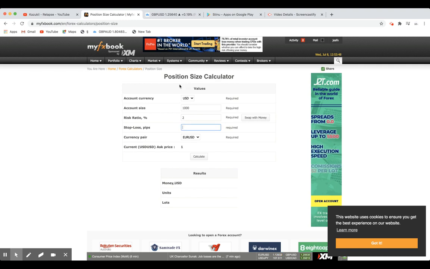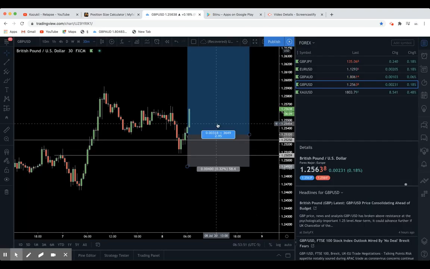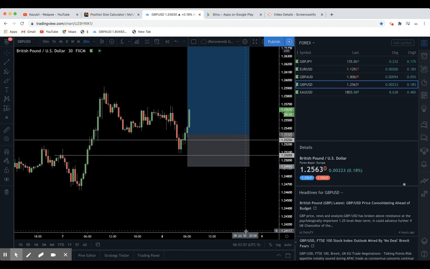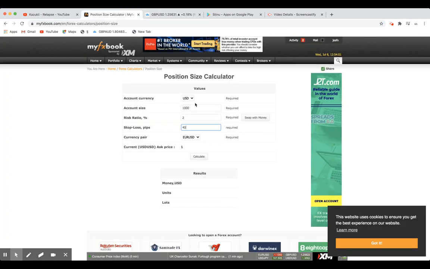So next then, stop loss. On this GBP USD movement, we can see we have a 40 pips stop loss, that can be seen there at the bottom. So a 40 pips stop loss there that we've decided, right? We'll type in 40. Then if we select the right currency pair from the list, GBP USD in this example, big long list, but you'll find it. And then we click calculate, we get this results information at the bottom.